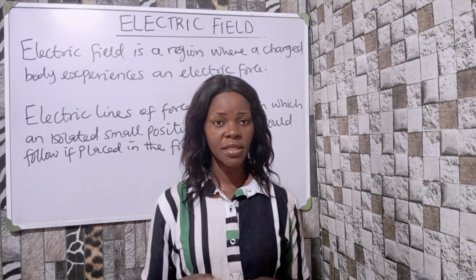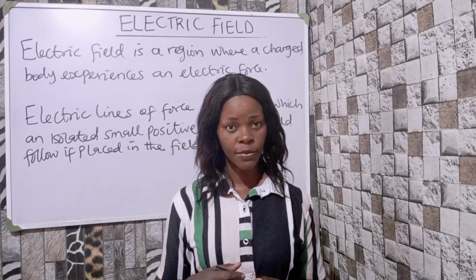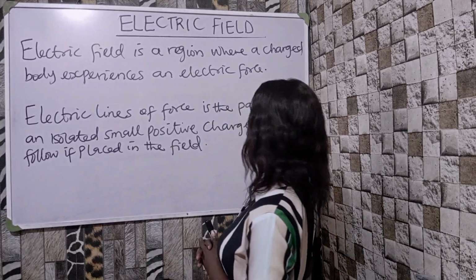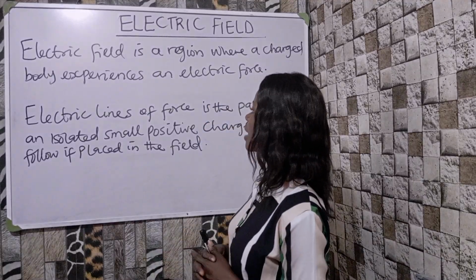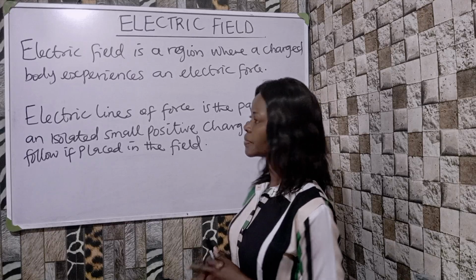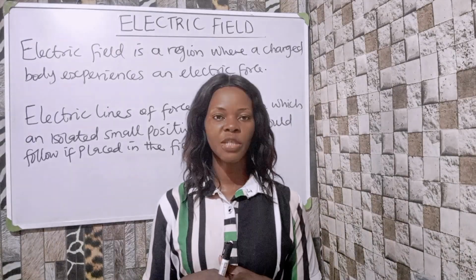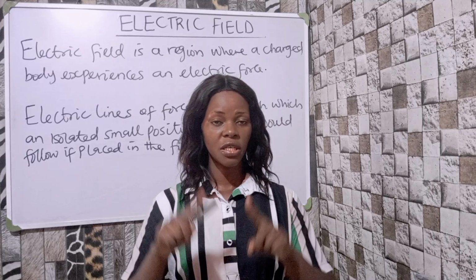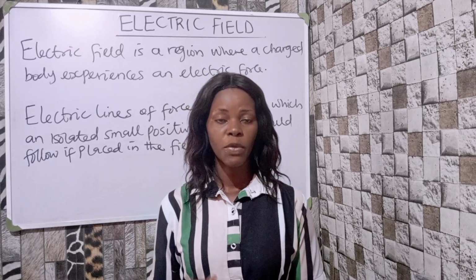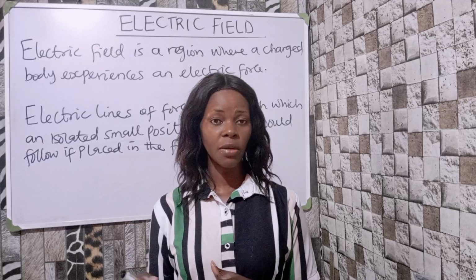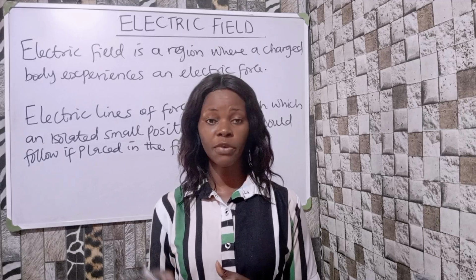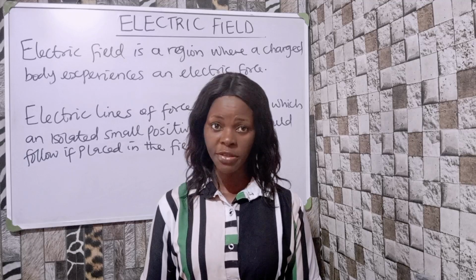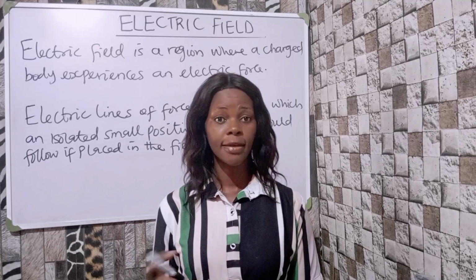So let us see what is electric field. Electric field is a region where a charged body experiences an electric force. Any region where a charged body experiences an electric force is said to be a field. Okay? The field we are looking at can be investigated using a test charge.